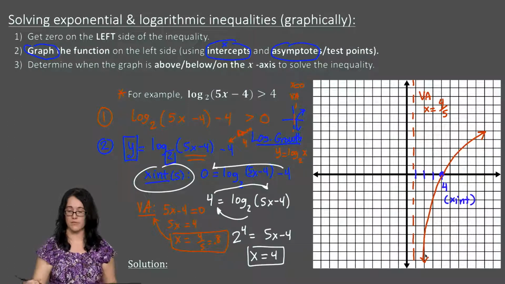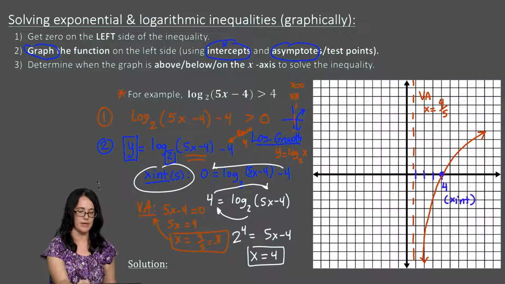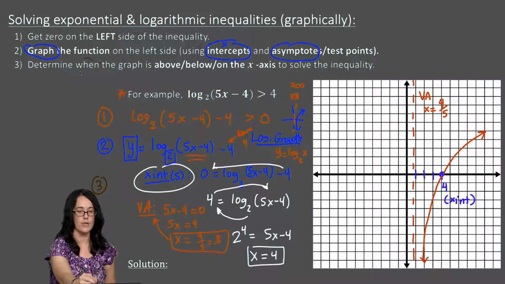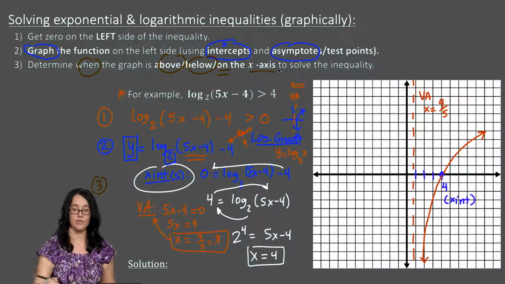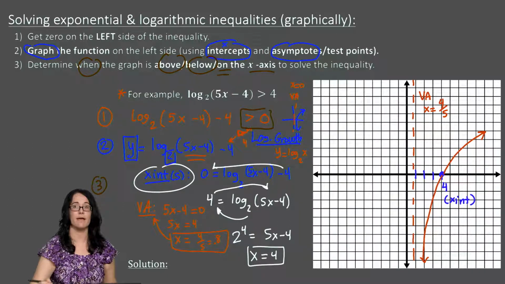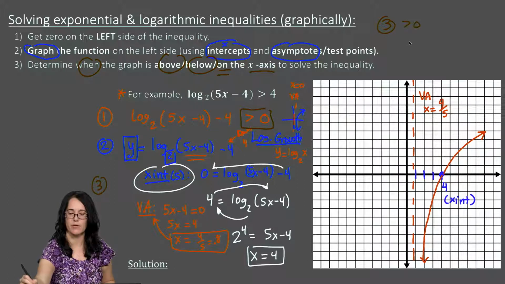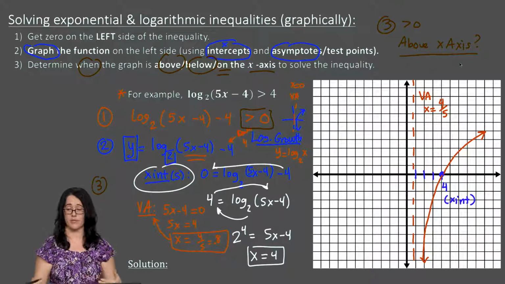Now what we're interested in for step 3, finally, let's find another color here. For step 3, we're just going to answer a simple question. And the question is, when is my graph below, above, or on the x-axis? In this case, which inequality arrow do I have? I have greater than 0. So I want to know in step 3 here, when is my graph, because it's greater than 0, when is my graph above the x-axis? That's the question. What inputs would give me outputs which are greater than 0?